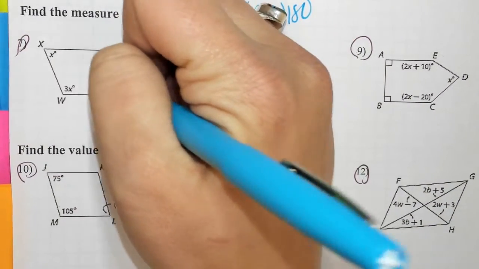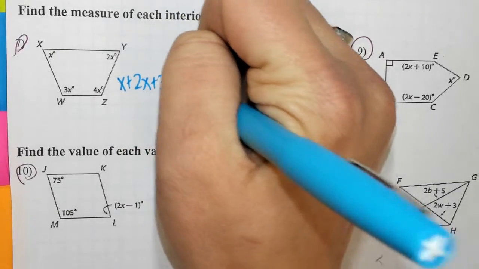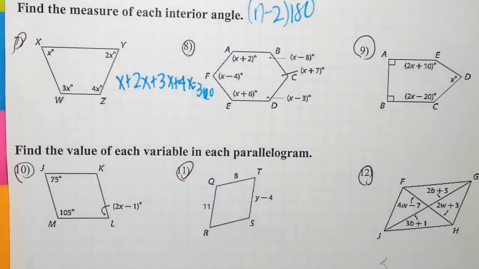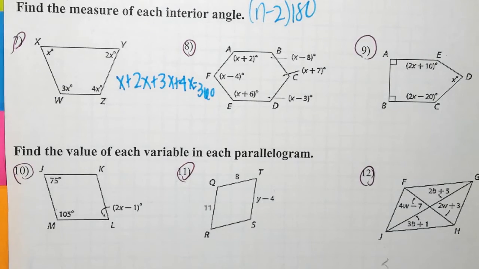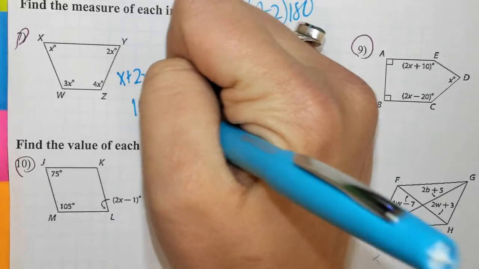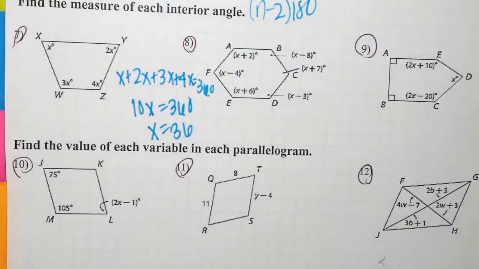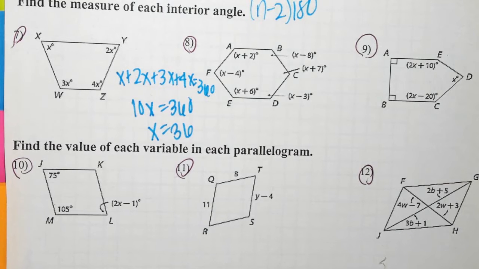So you do x plus 2x plus 3x plus 4x equals 360. How many total x's do we have there? 10. 10x. So what does x equal? 36. Now, does it ask you for x or does it ask you for the angles?